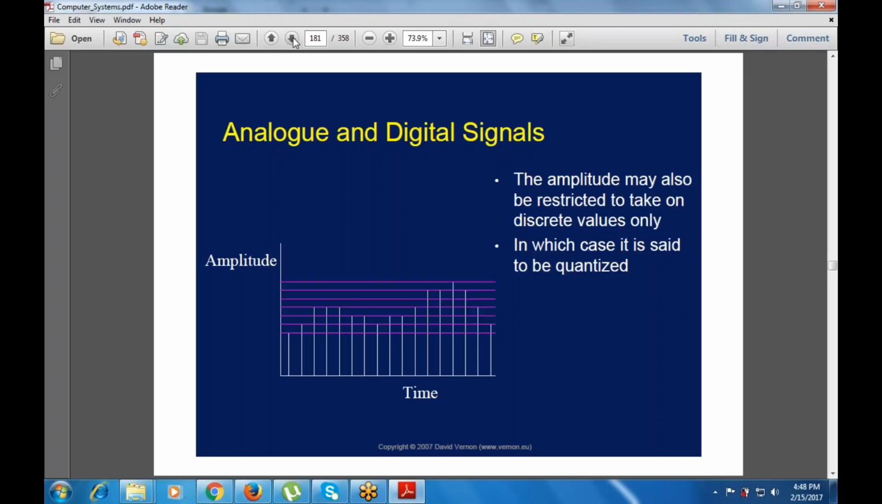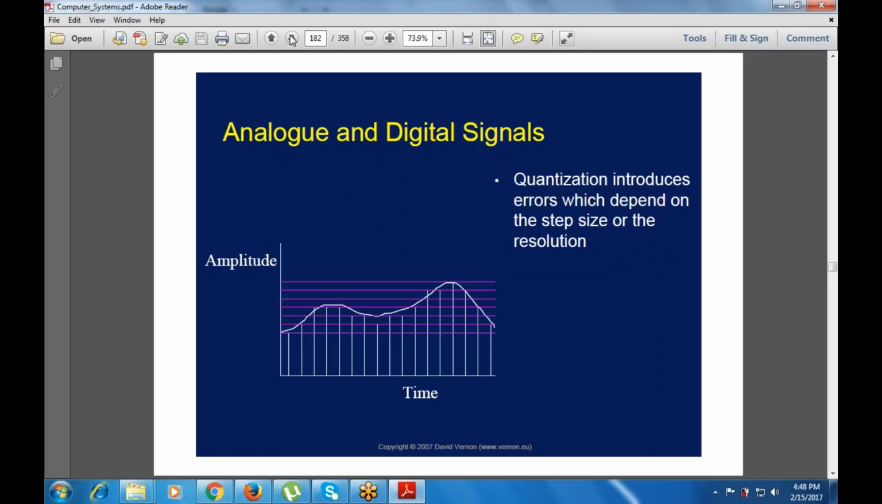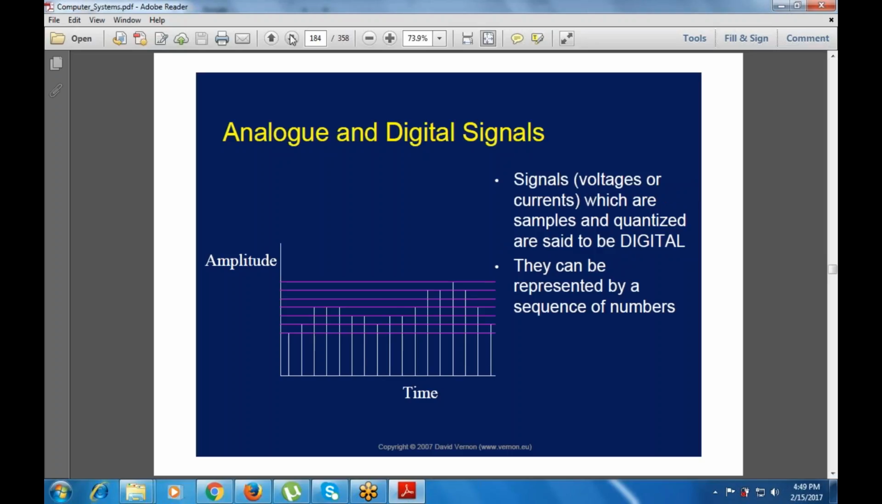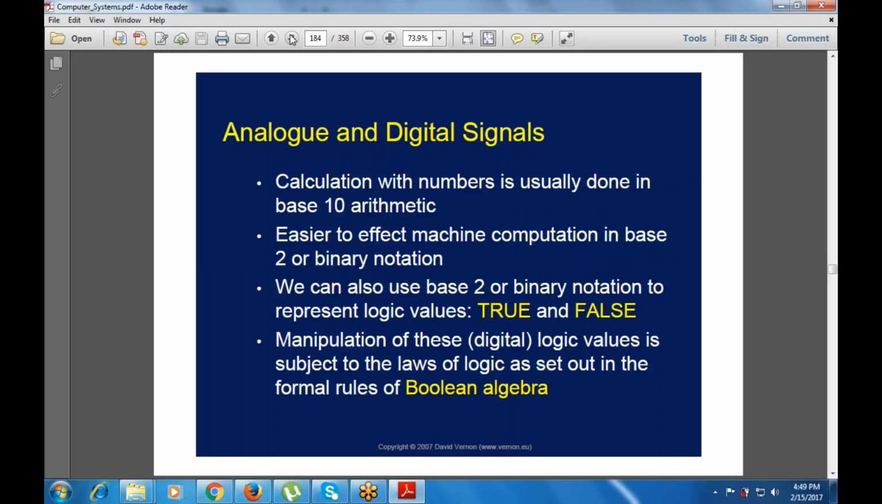Then the amplitude may be restricted to take on discrete values only, in which case it is said to be quantized. That means it is used as quantized analog, or digital data. Calculation with numbers is usually done in base 10 arithmetic, but it is easier to effect machine computation in base 2, or binary notation. Whatever data is available that is used in machine computation is in base 2, or binary notation.